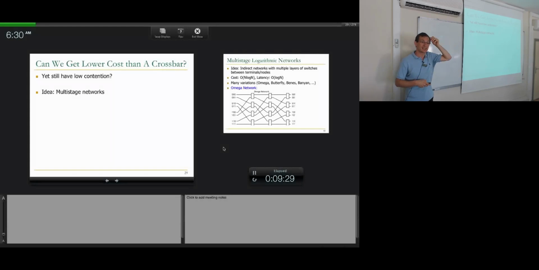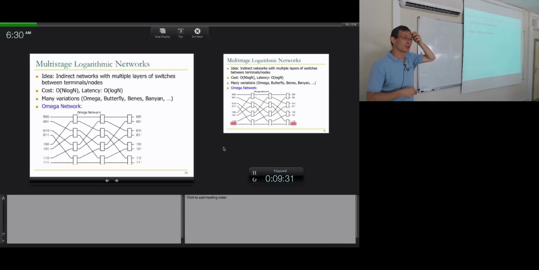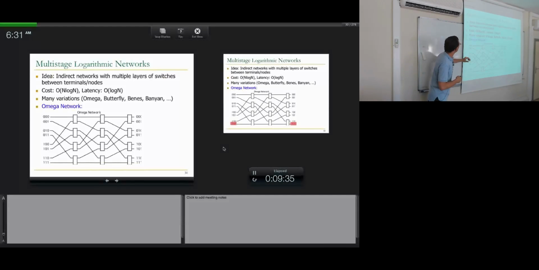So the idea of multi-stage networks has been developed for more than 40 years now. The idea of a multi-stage network is basically you have an indirect network. What it means is you have multiple layers of switches between communicating nodes. You have some source nodes and destination nodes, and you have a bunch of switches. The whole purpose of these switches is just to route the data. They're not nodes themselves. That's why this is called an indirect network.